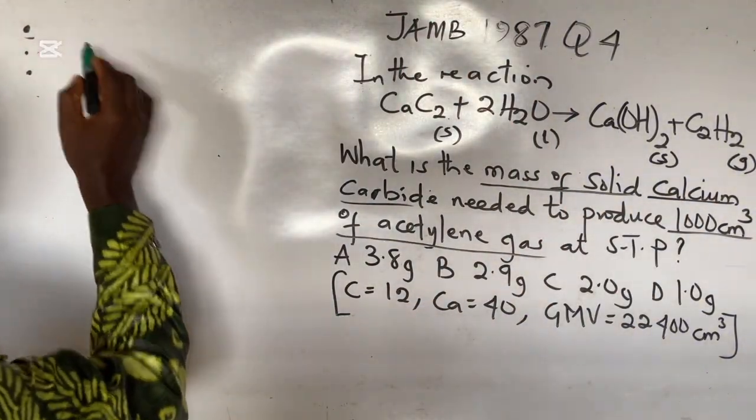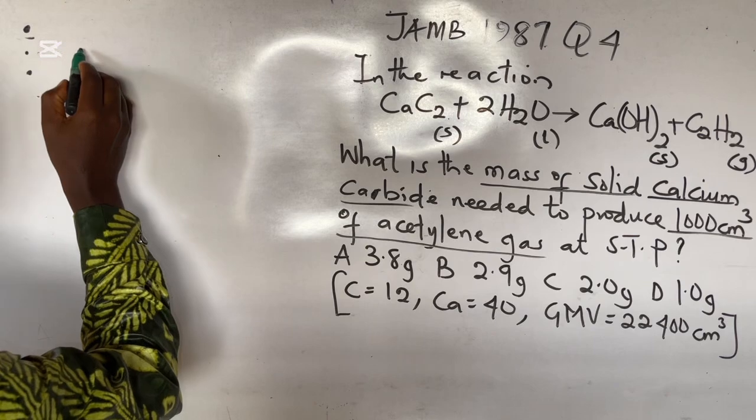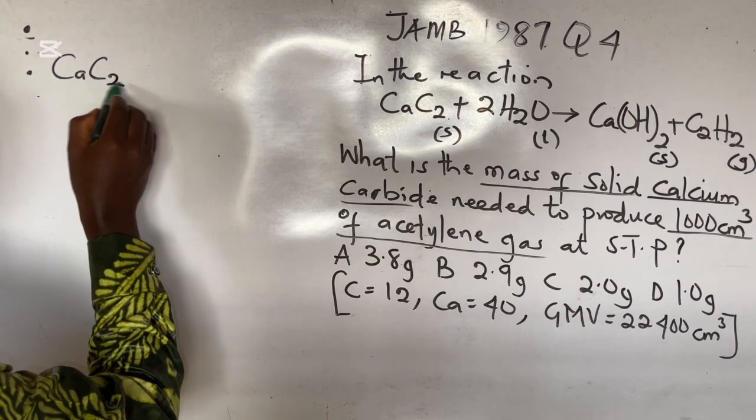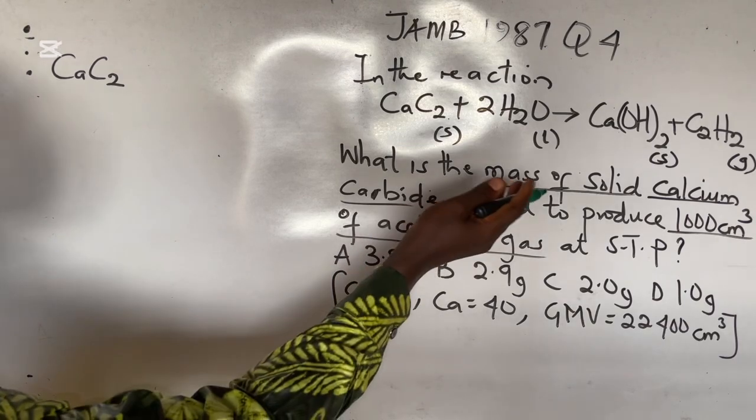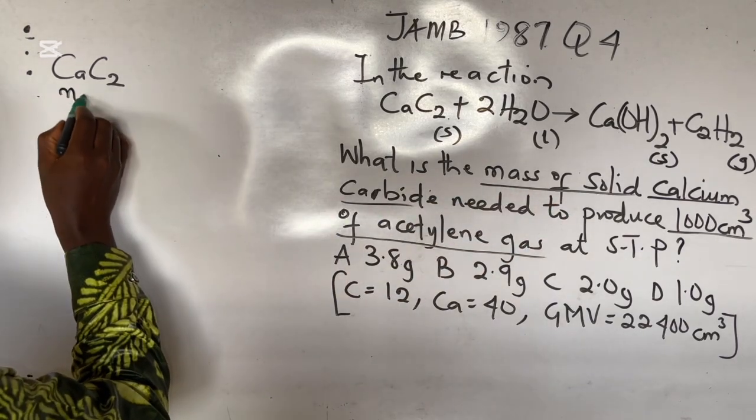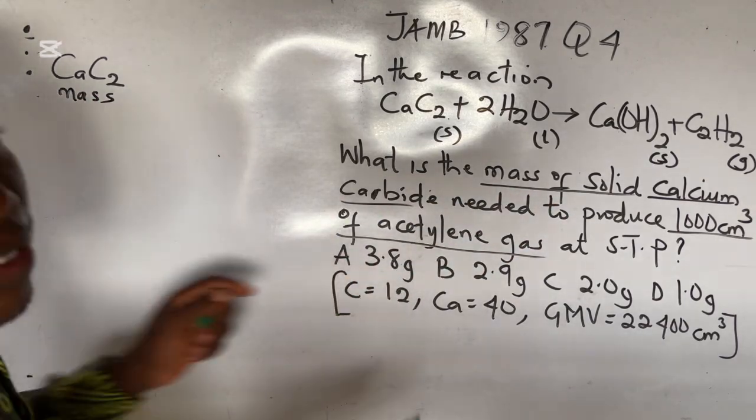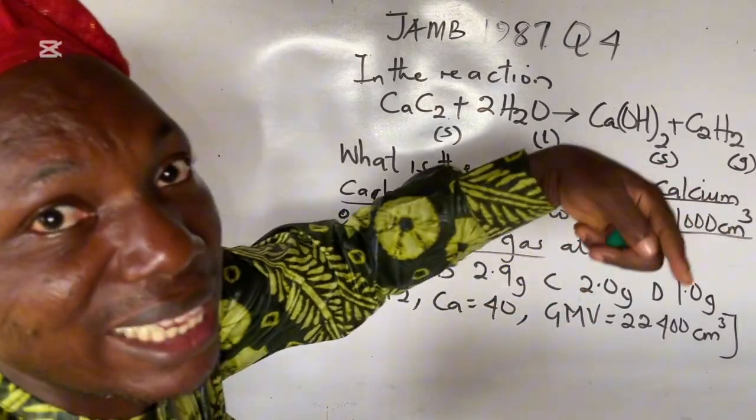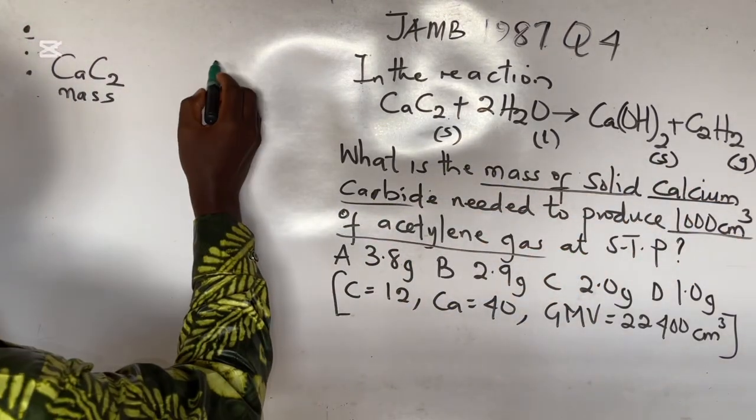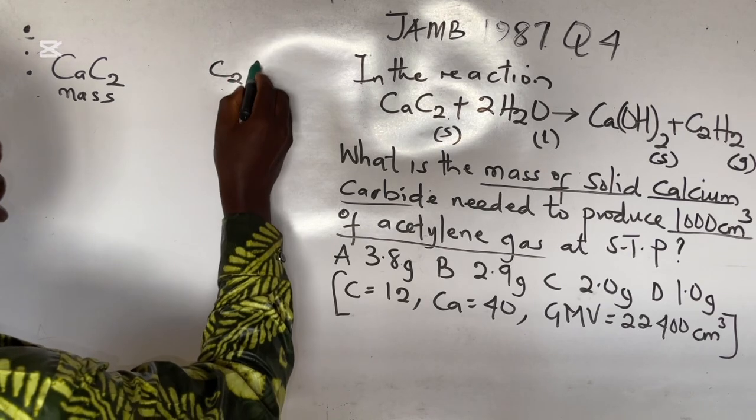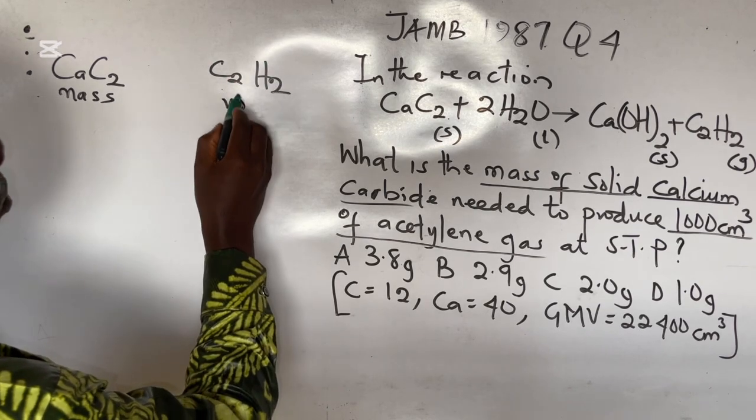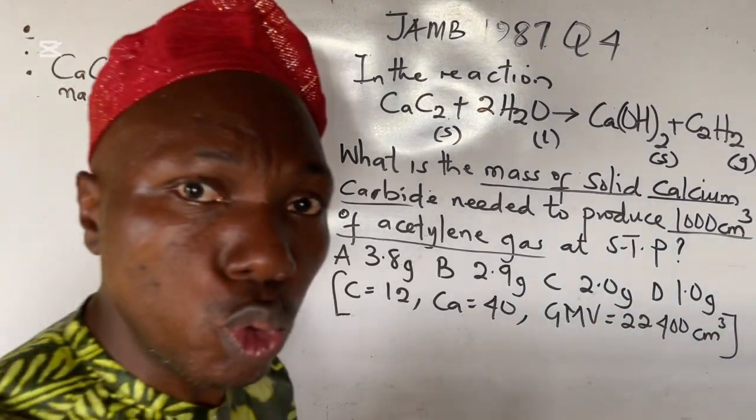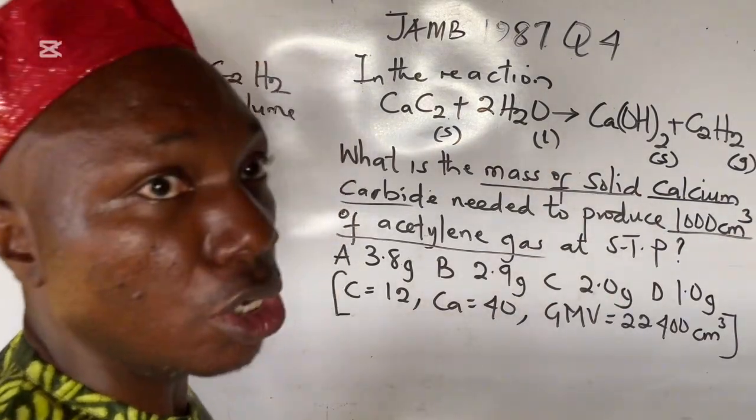We are given the mass of solid calcium carbide. So we write calcium carbide, and we are asked to get the mass, so we write mass under it. And the next one is 1000 cm³ of acetylene. This is acetylene, C2H2, and it's given in volume. Once you can identify what the examiner is asking you to do, you are halfway to the solution.